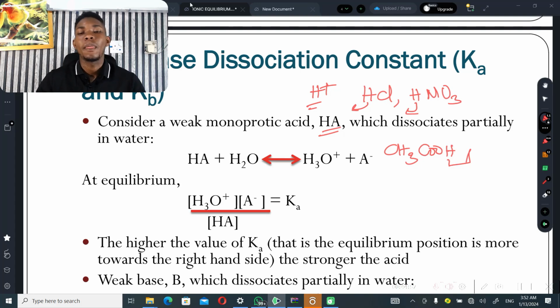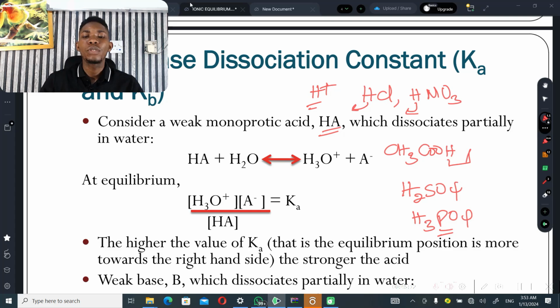Another compound, if you look at H2SO4, this one is diprotic. It can give out two H. If you look at H3PO4, this one is what? Triprotic, or polyprotic. You can say poly. That means it has more than two hydrogen ions it can give out.